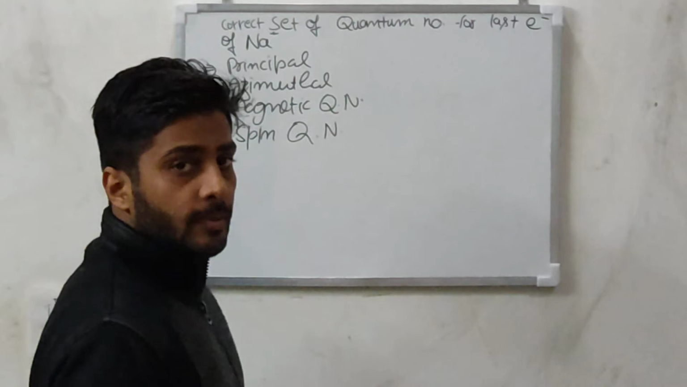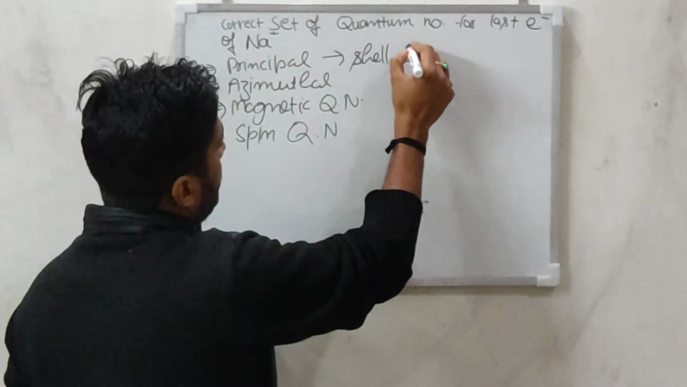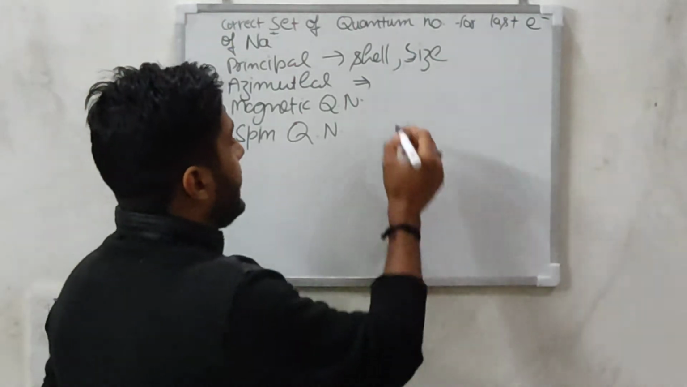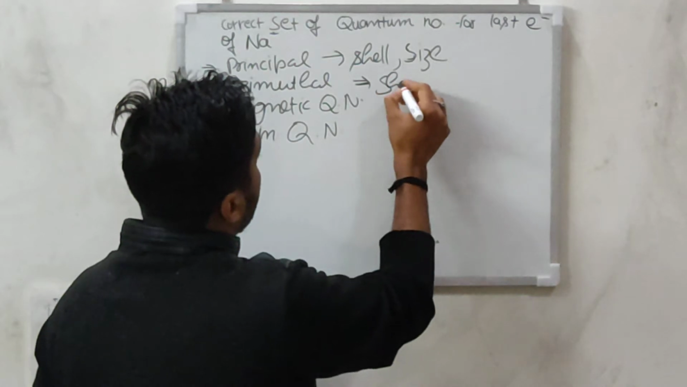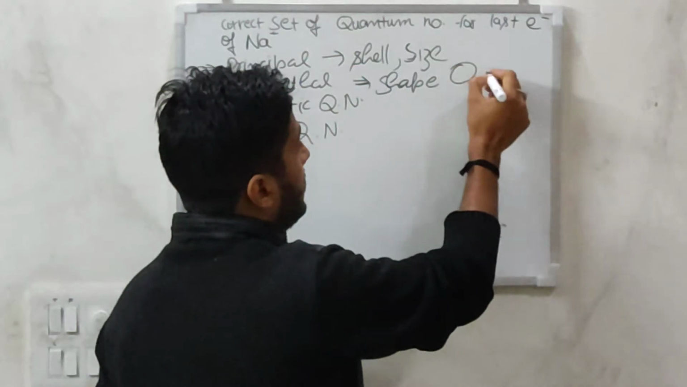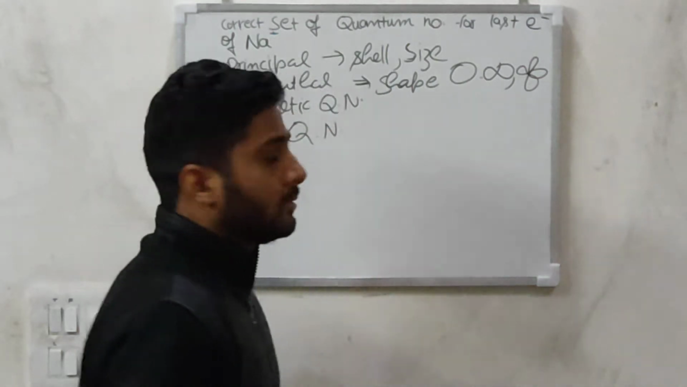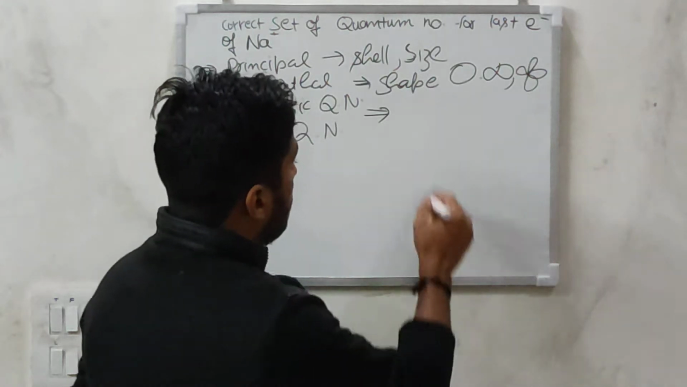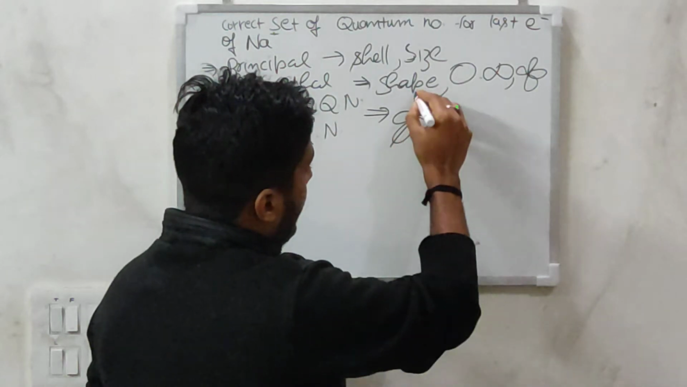Okay, so the principal quantum number tells us about the number of shells as well as the size of that element. The azimuthal quantum number tells us about the shape of the orbital, whether the orbital will be spherical or dumbbell or double dumbbell, whatever it is. The magnetic quantum number tells us about the spatial arrangement in 3D, how the orbital subshells will be located on the axes.